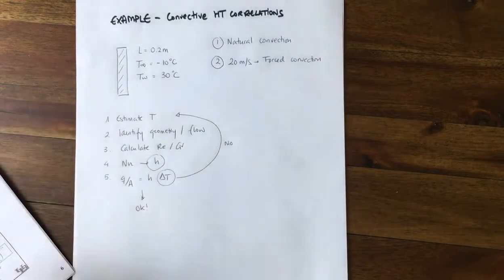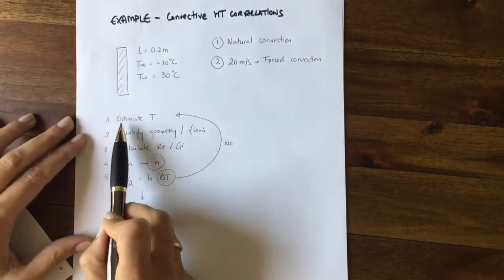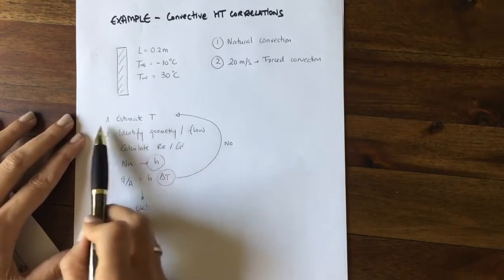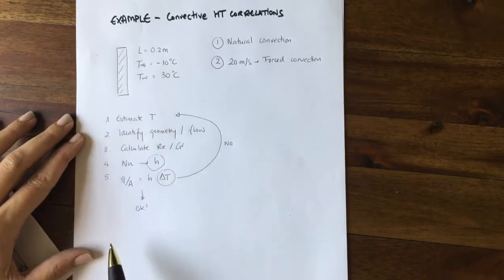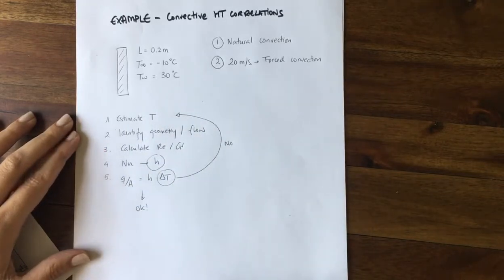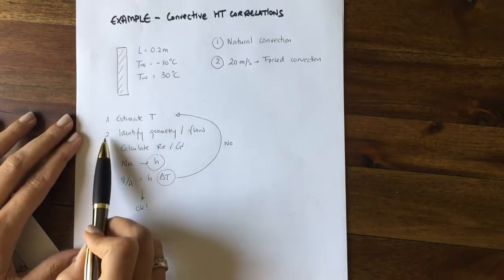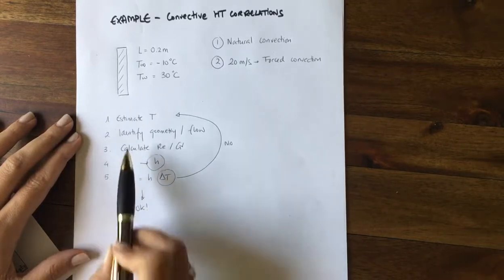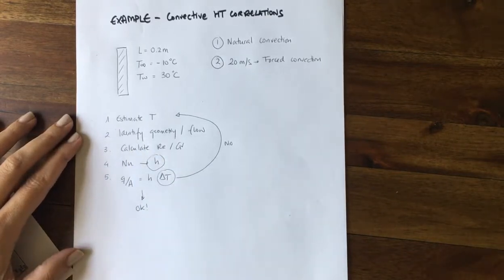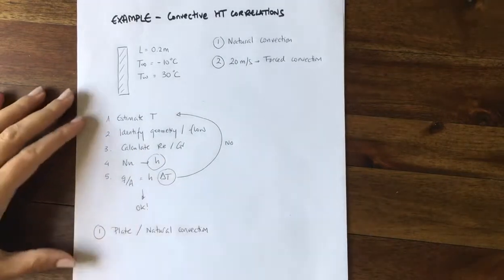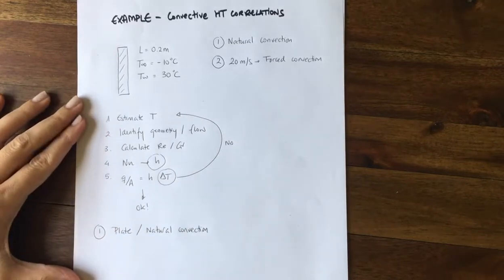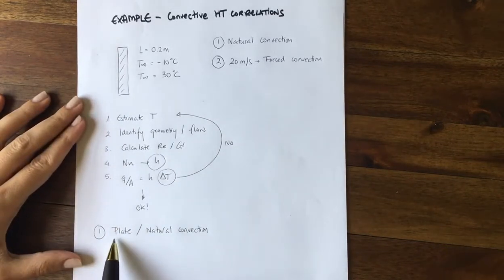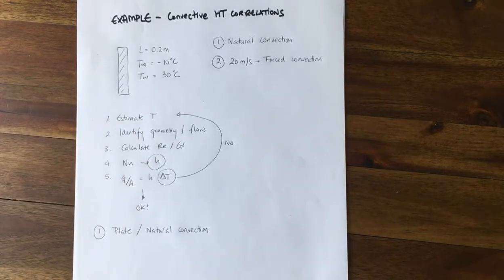Okay, so this is the general case, but as I mentioned, we already know the temperature, so we don't have to go through step number 1 or through this iterative process. We can directly get into step number 2, which is identification of the geometry and the flow. Okay, so let's solve the problem for the case of a plate and natural convection first.